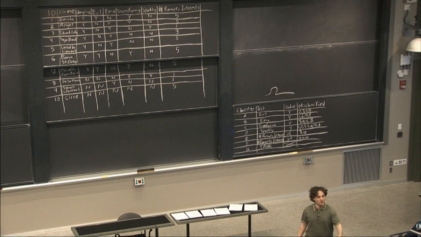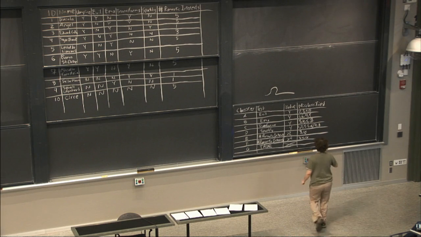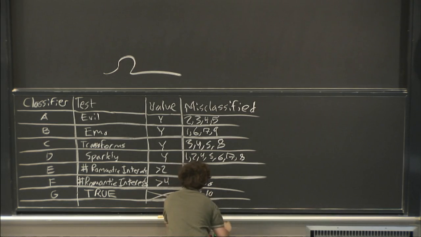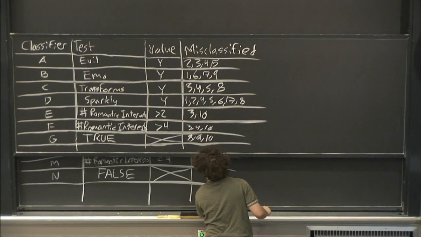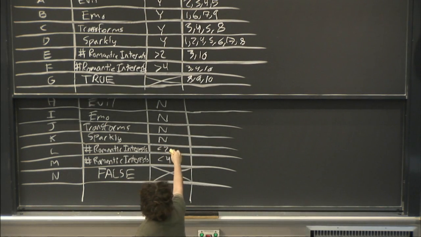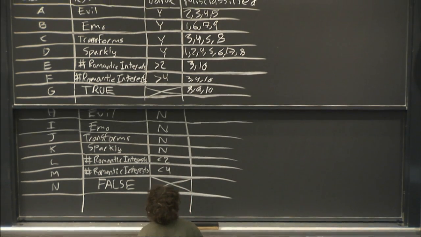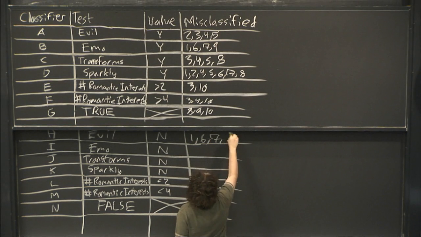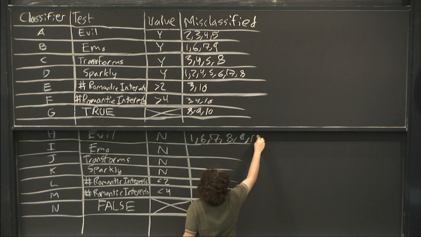Who does that get wrong? 8, 9, 10. Yes. Okay. Now, I can derive all the negative ones from this without a sweat. Evil equals no. Well, it's 1, 6, 7, 8, 9, 10, without looking at the chart.